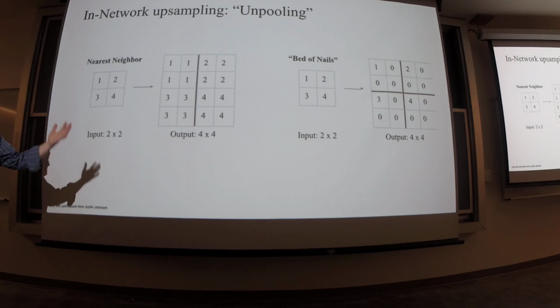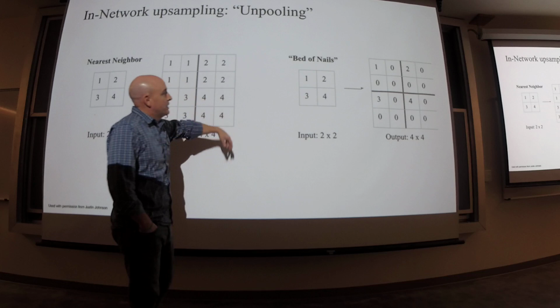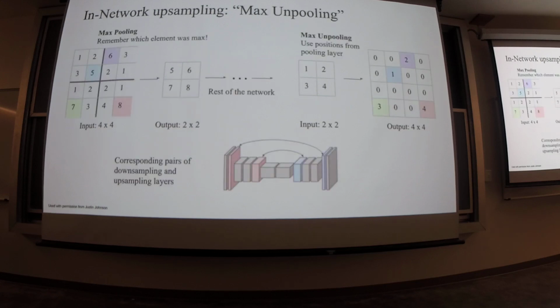There's this other one, which I guess is called bed of nails. You don't have to fill everything in. You could just fill in some specified part of the grid in each of those quadrants. In this case, it's the upper left, but you could choose it to be whatever. You'd have a bunch of zeros. I don't know if that's horrible or not, but it is some way of going to a larger spatial extent. There are certainly smarter ways.